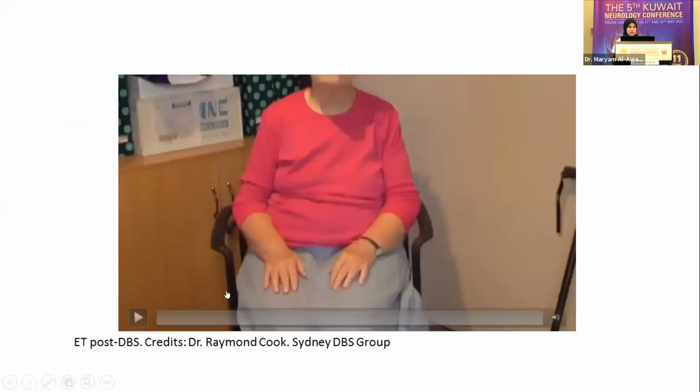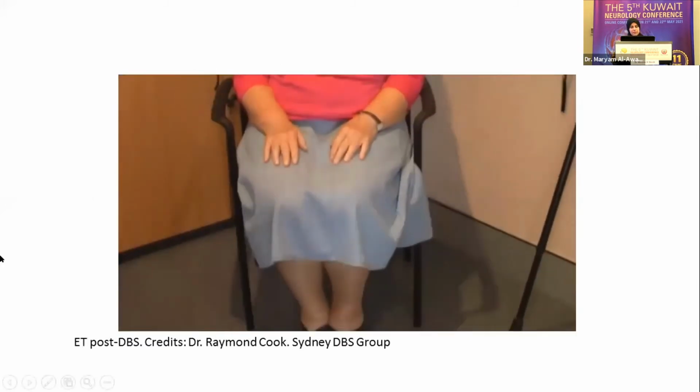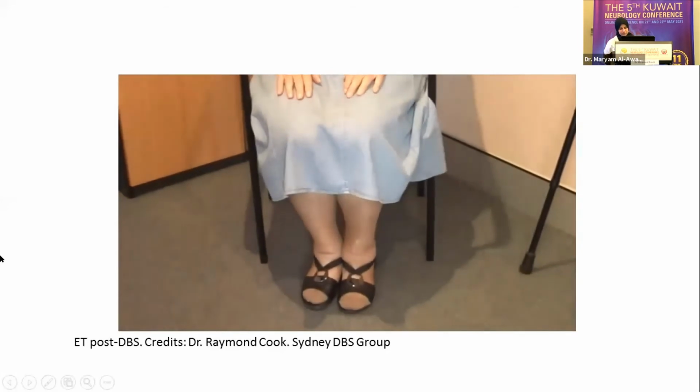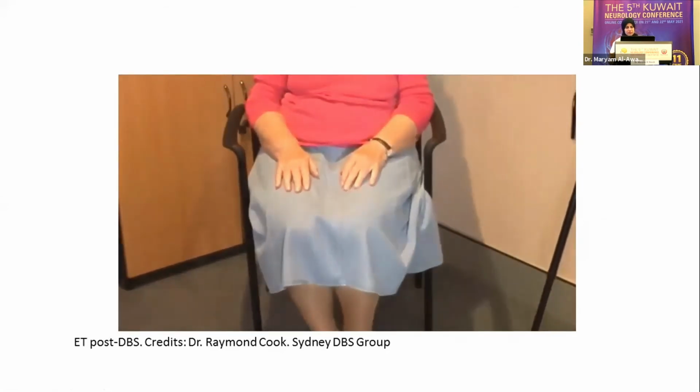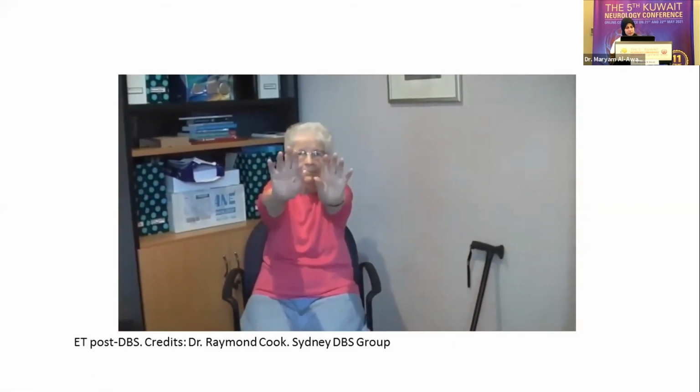I will end with this video. This is the same patient that we saw before who had essential tremor and was very disabled by it. This is following DBS. This is post-DBS. So this is at rest. You cannot see much of the tremor. And once the arms are outstretched, it's really a remarkable change after DBS. So we see the kinetic component, improvement in the quality of life of this patient.